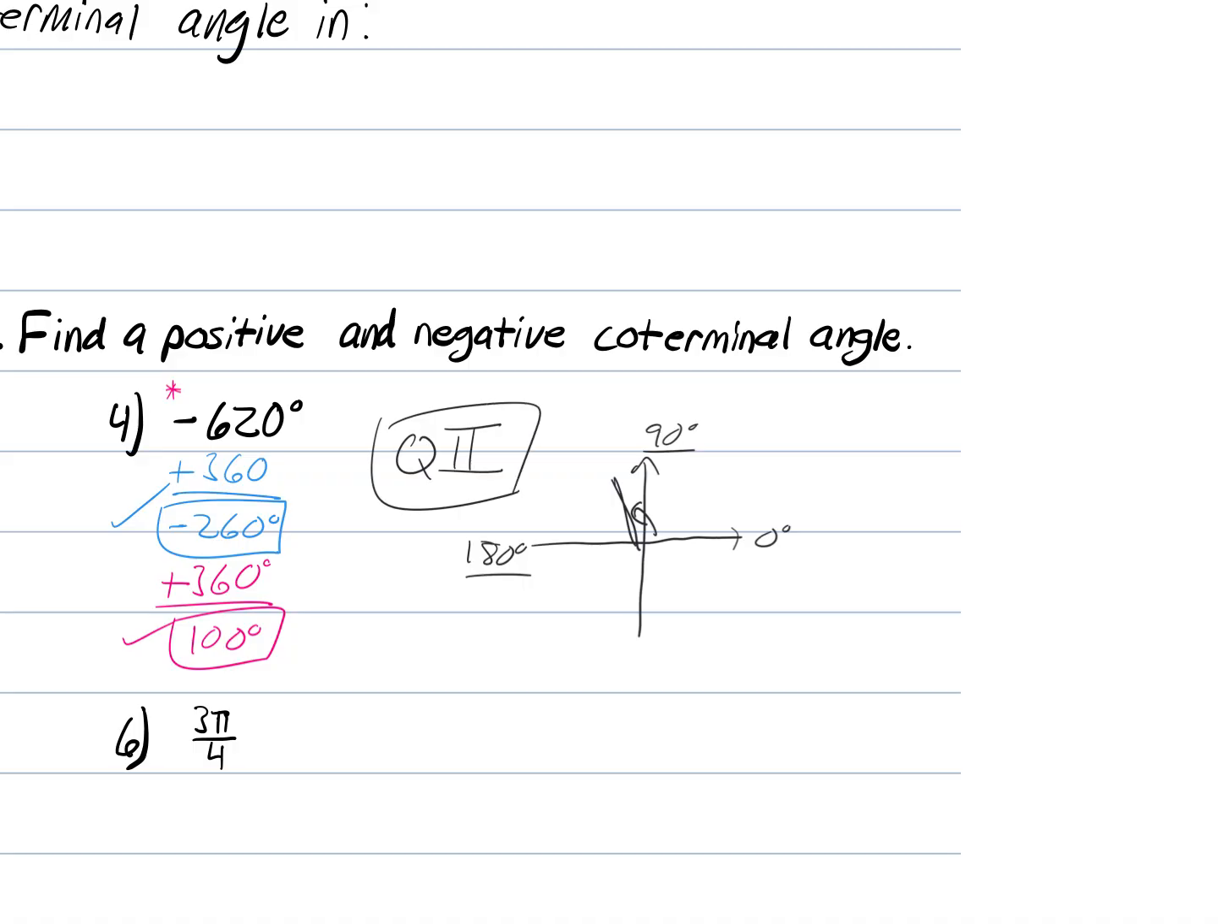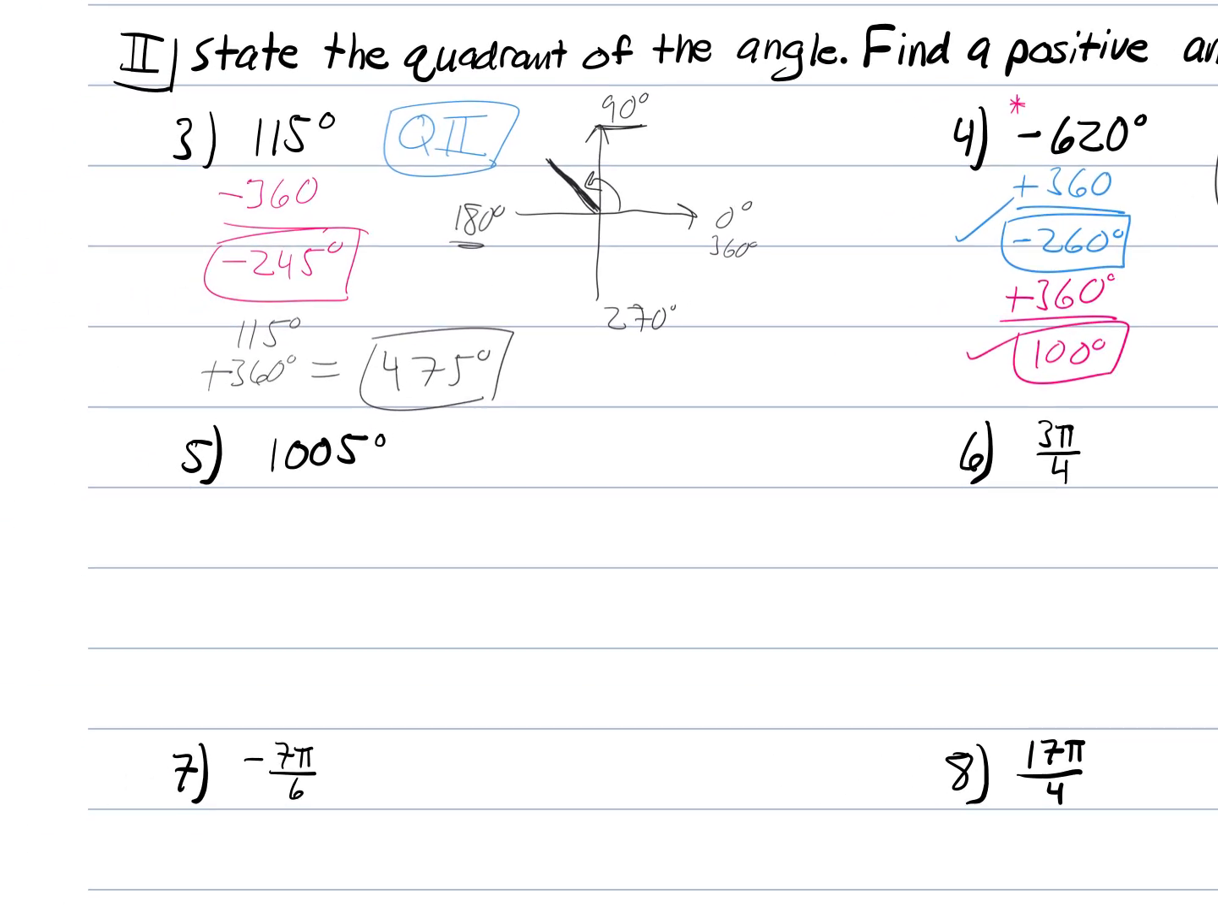All right, we can do the same thing with the next one. 1005 is already a positive number. It's a pretty big positive number, so I'm going to try to subtract to see if that gets us something a little bit closer to what we want. We want a positive and a negative. So let's subtract 360. That should get us 645. That's a valid positive coterminal angle. That's fine.